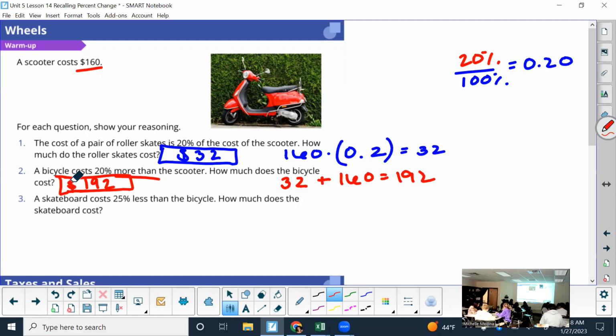Last one. Let's try to get some different hands up than the ones that are in there. So a skateboard costs 25% less than the bicycle. How much does the skateboard cost? Galen? $120. Anyone have something different?